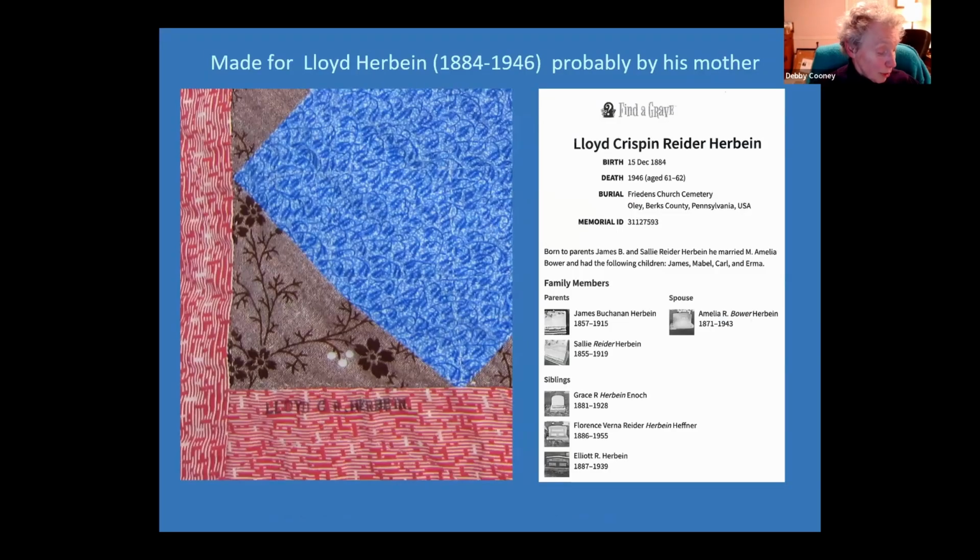By an amazing coincidence, a friend of mine was doing some dissertation research among a group of quilters at the Friedens Church where Lloyd is buried. She asked them if they knew Lloyd, and some of them did. And the head quilter said that Lloyd's wife was not a quilter, but that his mother was. So I've assigned her the title of the quilt maker here.